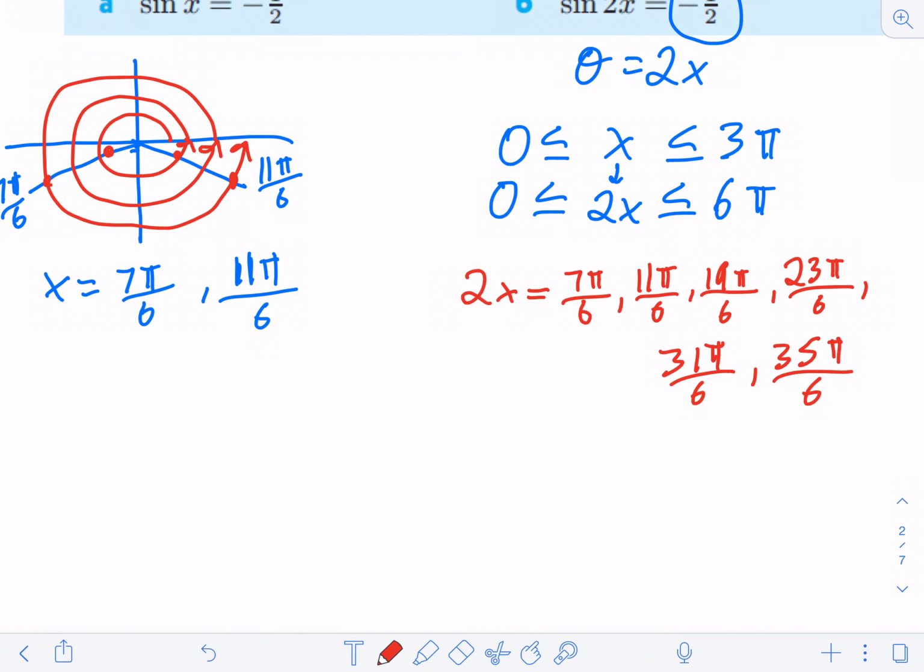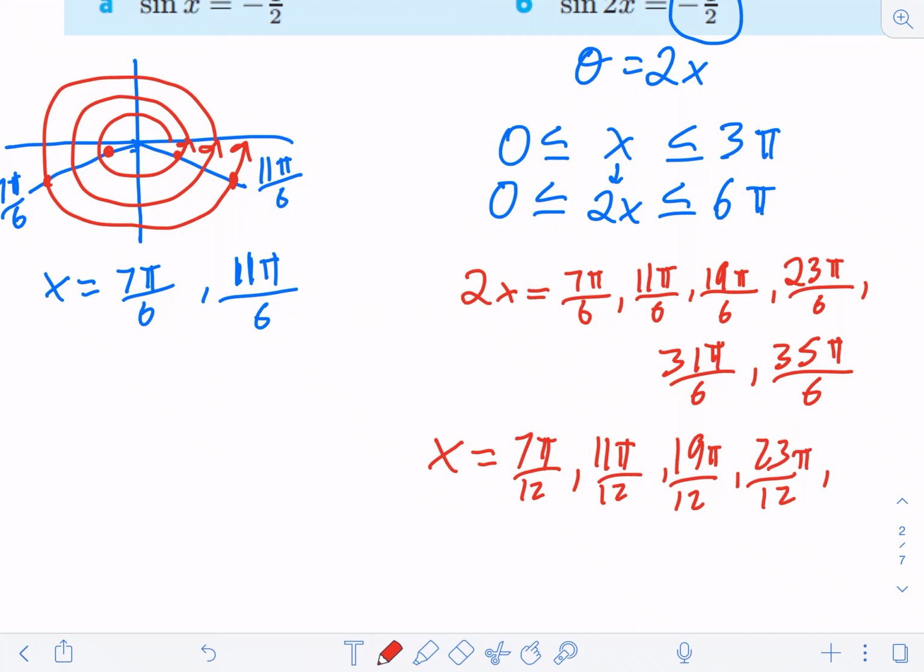Well, if 2x equals that, what is x going to equal? I just have to divide everything by 2. So my answers are actually going to be 7 pi over 12, 11 pi over 12, 19 pi over 12, 23 pi over 12, 31 pi over 12, and 35 pi over 12. And that's going to be my answer here.